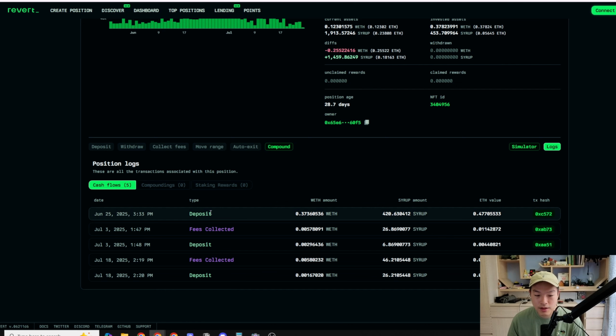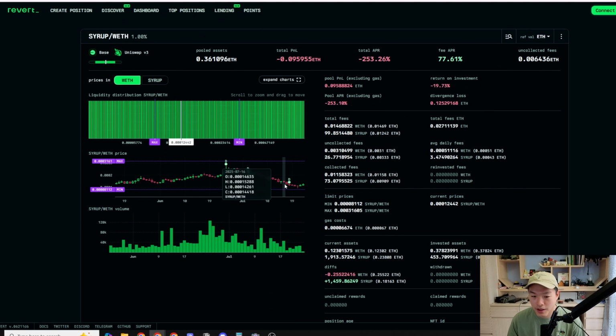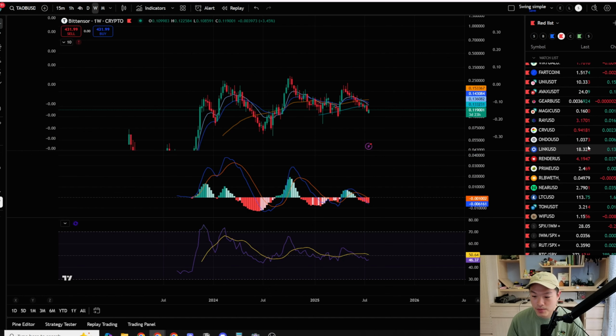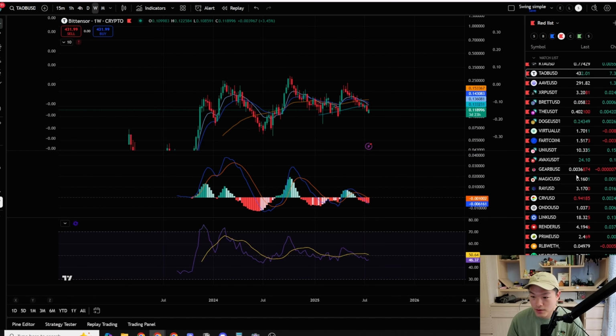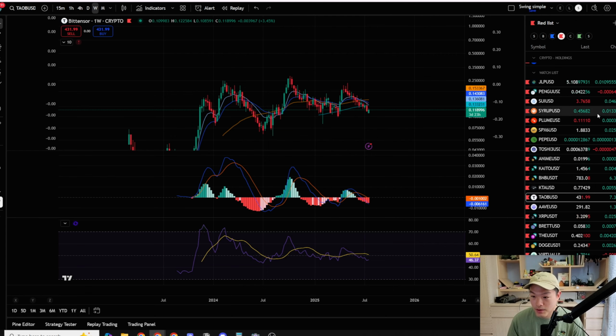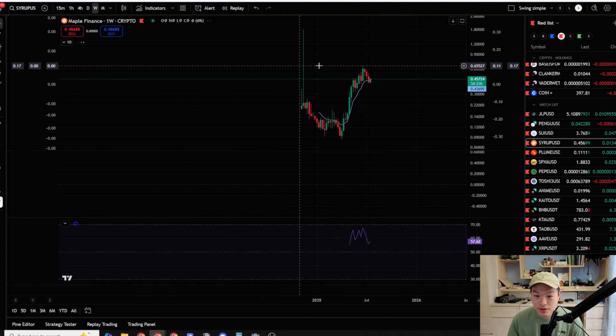You can see they deposit, they collect the fees, they compound some of the fees, right? So it's doing okay. And if the prices do recover, this negative divergence loss would be wiped away while they're earning a really, really good APR. So Syrup is a potential pool that we could get into as well. I believe I have that on my list here. So right here, Syrup USD.